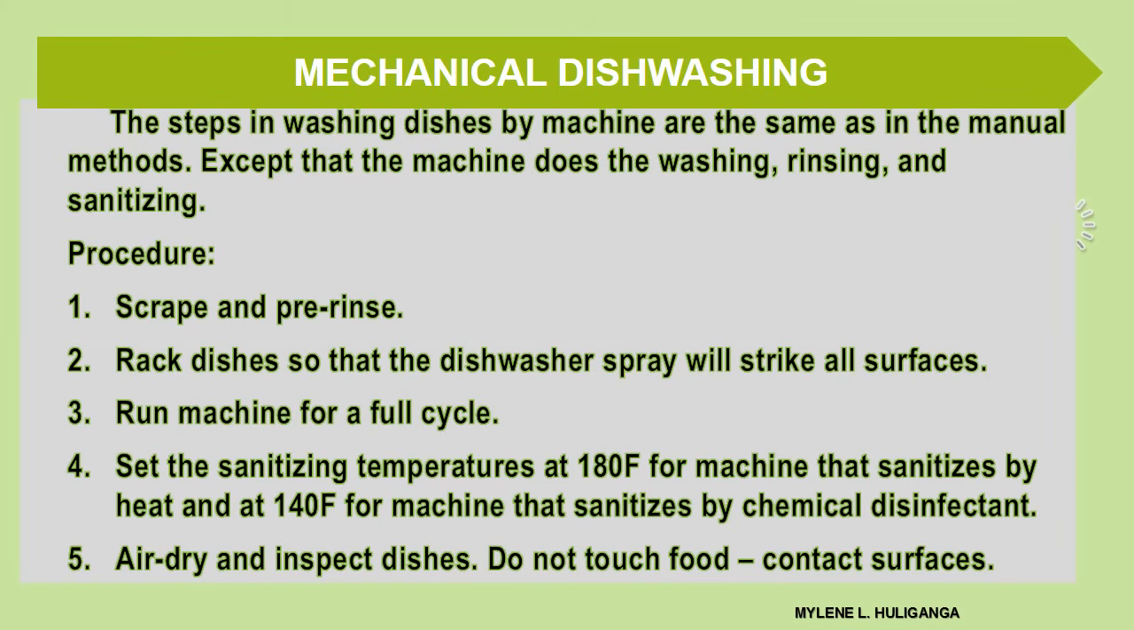Mechanical dishwashing. The steps in washing dishes by machine are the same as in the manual methods, except that the machine does the washing, rinsing, and sanitizing. Procedure. First, scrape and pre-rinse. Second, rack dishes so that the dishwasher spray will strike all surfaces. Third, run the machine for a full cycle. Fourth, set the sanitizing temperature at 100 degrees Fahrenheit for machines that sanitize by heat and 140 Fahrenheit for machines that sanitize by chemical disinfectant. Last is to air dry and inspect dishes. Do not touch food contact surfaces.